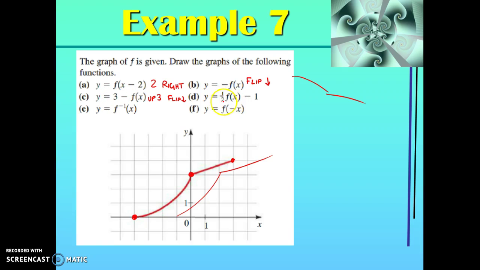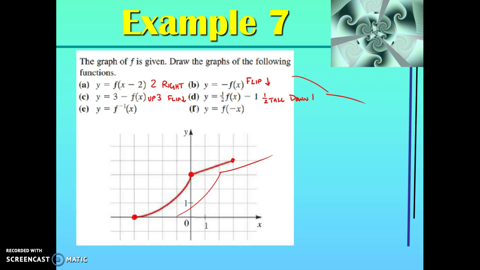This one, you'd cut it in half, which is going to cause it to be half as tall. Right now this point's at 3, it would go down to 1.5. This point is going to be at 4, it's going to go down to 2. They're all half as tall. After you make them half as tall, you then drop it 1 square. And it's going to cause it down 1.